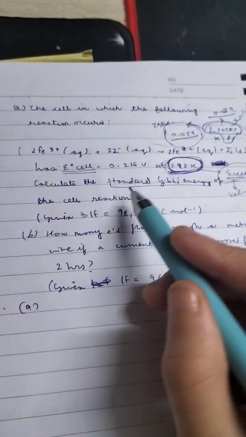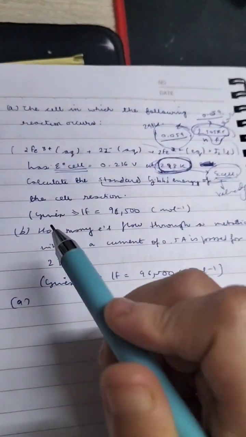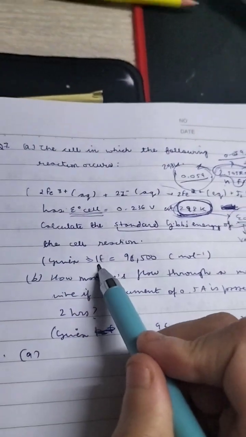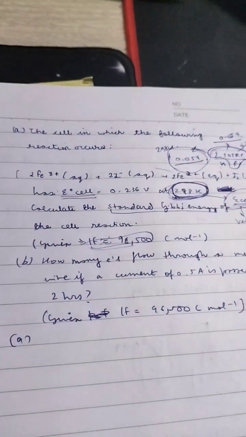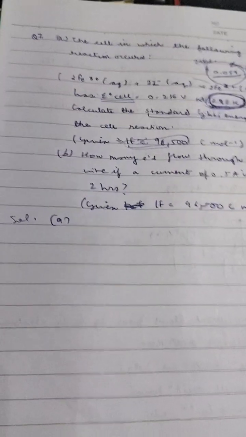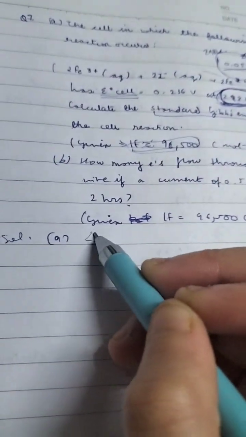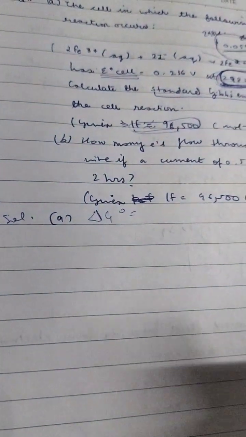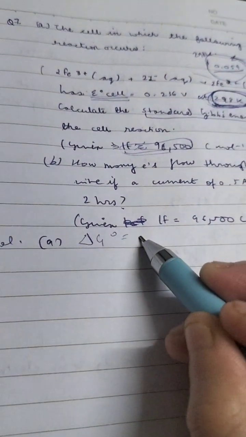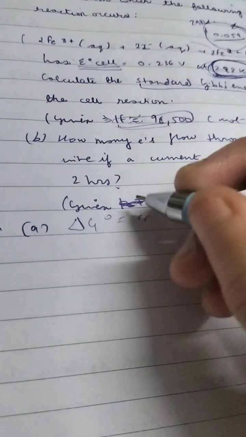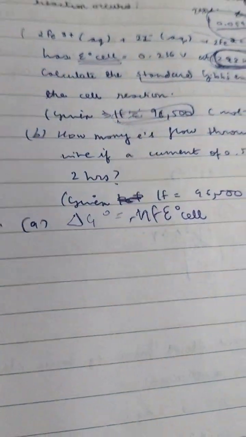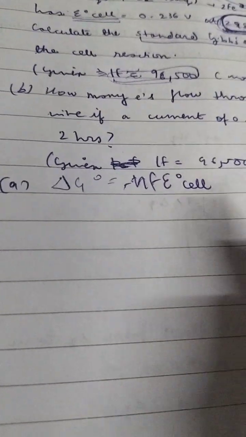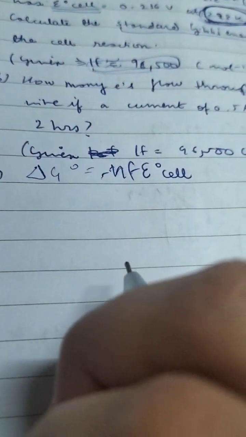It has asked you to calculate the standard Gibbs energy of the cell reaction, and it has given you the value of F. This is the approximate value of F. So let's do it. Over here we have to find delta G naught, right? So what is the value of delta G naught? It is minus n F E naught cell, okay? Minus n F E naught cell.